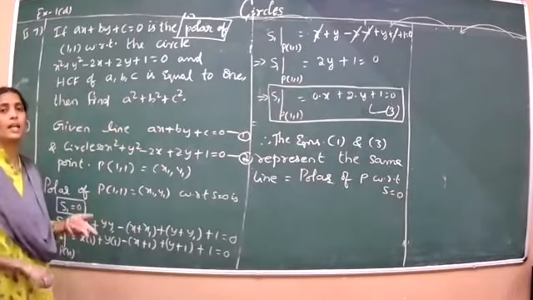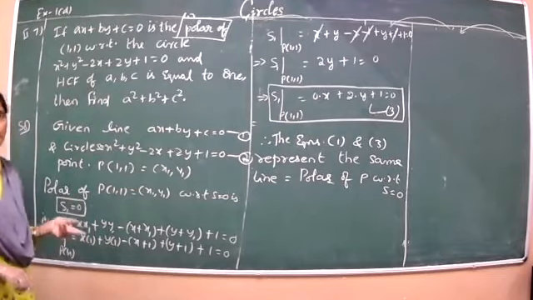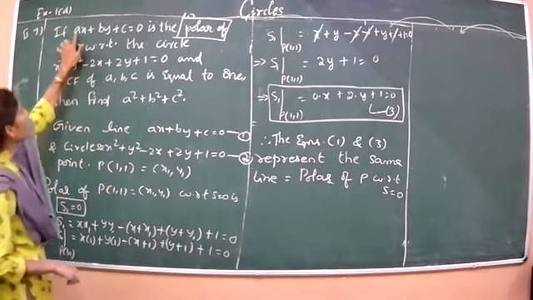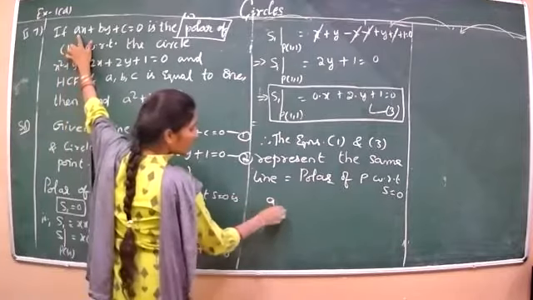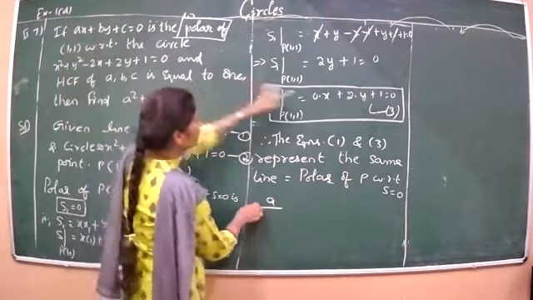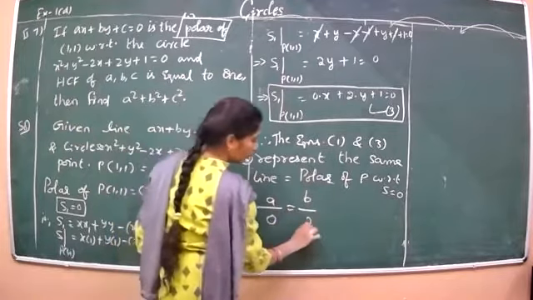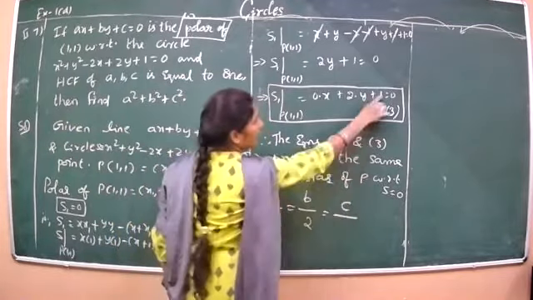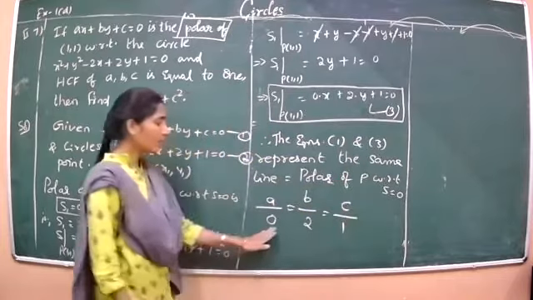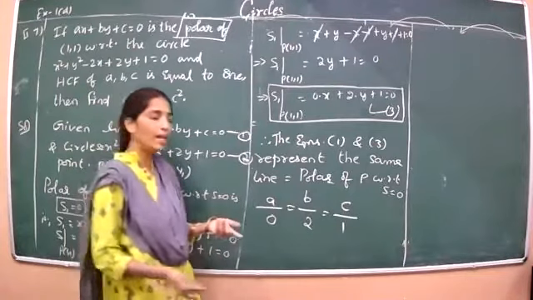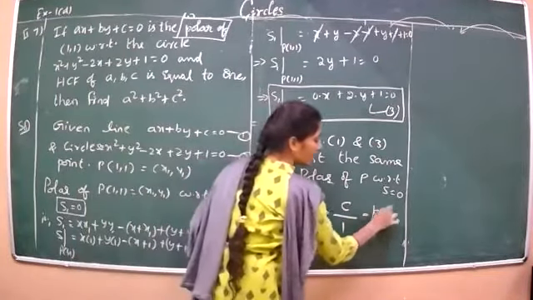Therefore, the corresponding coefficients are proportional. What is the x coefficient, the corresponding coefficient here? 0. Similarly, there it is b and here it is 2. And there it is constant c and here it is 1. So a by 0 equal to b by 2 equal to c by 1. All these values are equal. Equal to what? Equal to a value. We don't know, so let us take that as k.